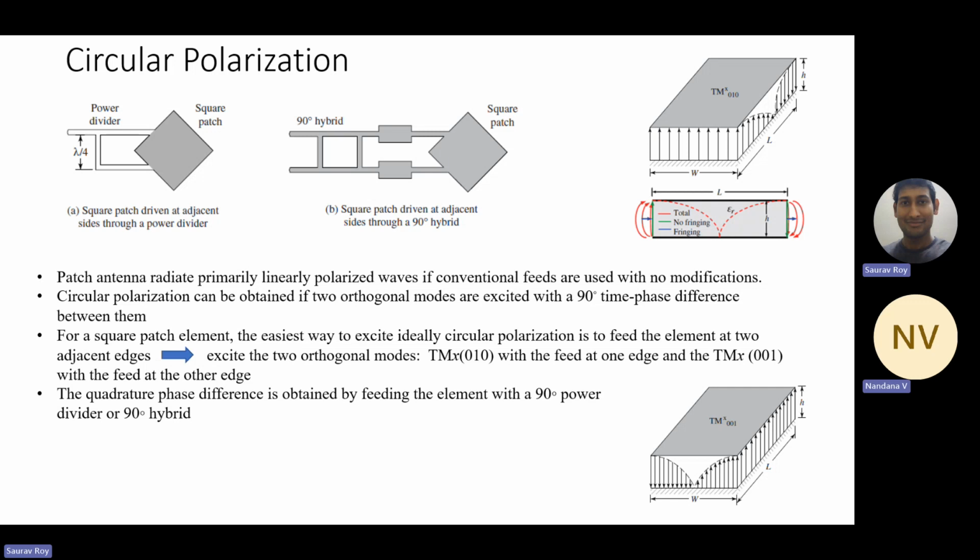Now, if you go to TM001, you see that the electric field configuration changes completely, right? Here the fringing field will be in the opposite direction. So it will be across the width, not in the length like the previous case. So now you see that in two orthogonal directions, electric field will be generated. If we can somehow excite both the 010 mode and the 001 mode, that is what we need, right?